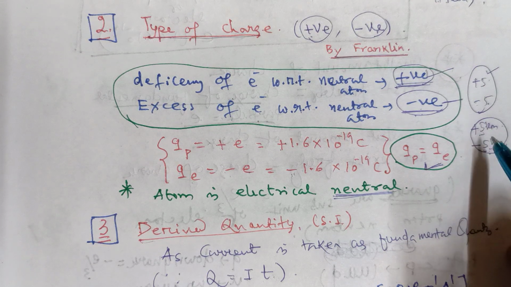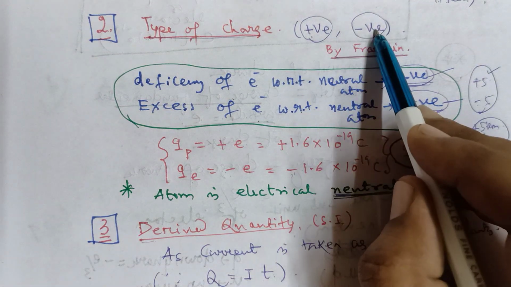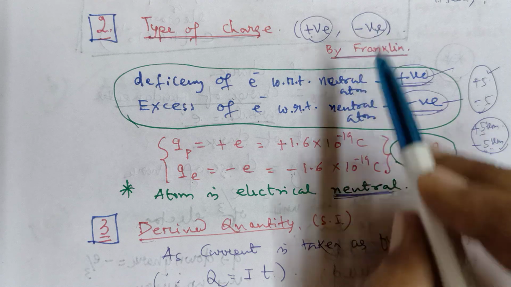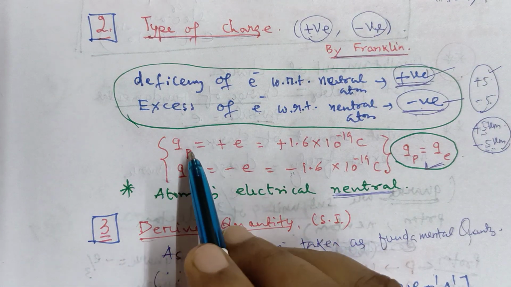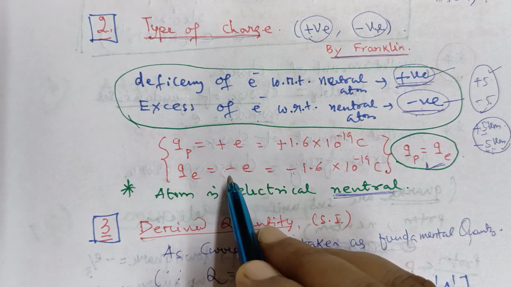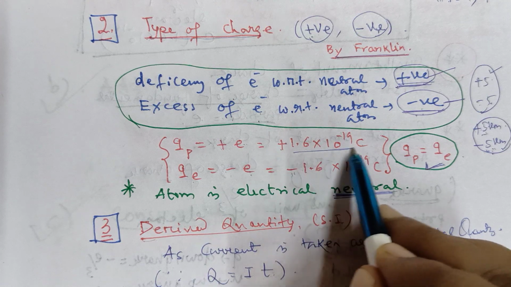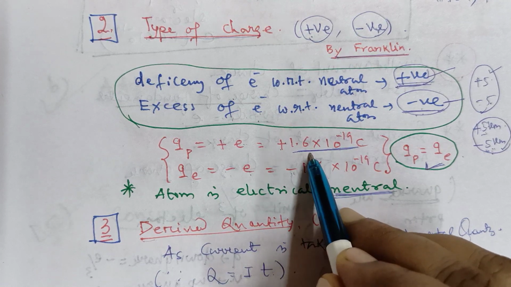But in the physical sense, charge positive and charge negative are also like that. For example, the charge of a proton you always write as plus e. The charge of an electron you always write as minus e. And the standard value of e is 1.6 into 10 to the power minus 19 coulomb.